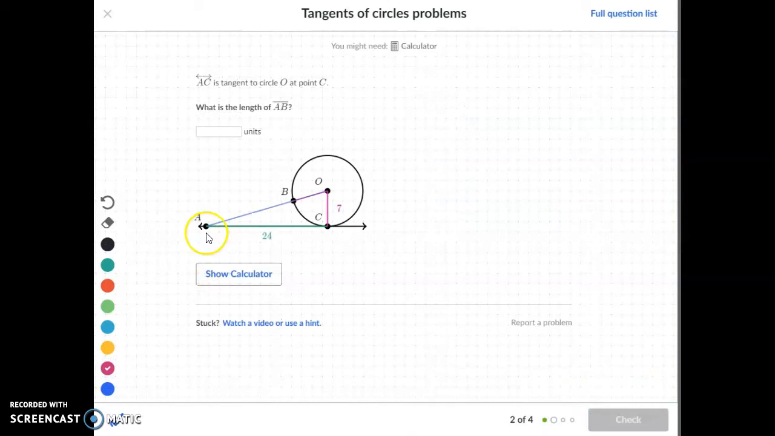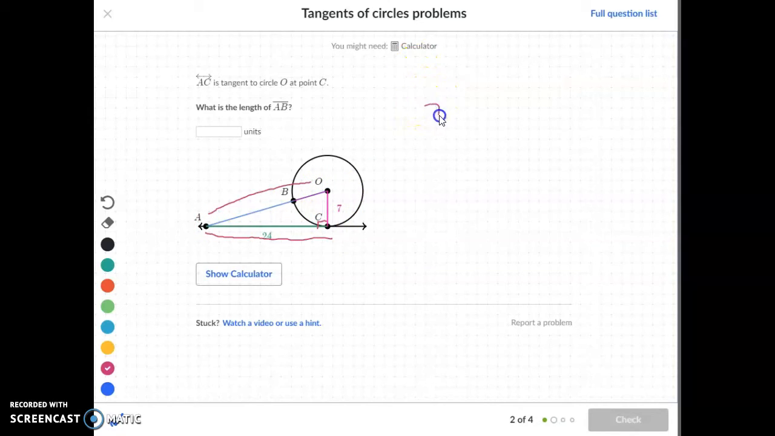For the second problem, we have a tangent line from A to C, and we have a secant line from A to O. So we just need to find part of that secant, which is AB. So one of the properties from the notes is that a tangent and a secant form a right triangle. So this triangle has a 90-degree angle at C. So we have a leg and we have another leg, so we need to find the hypotenuse first. And to do that, we use the Pythagorean theorem.